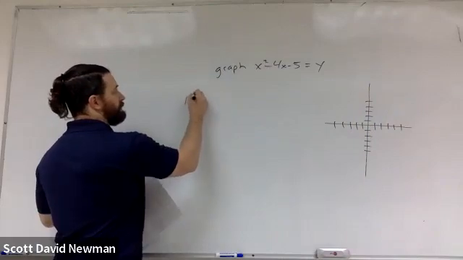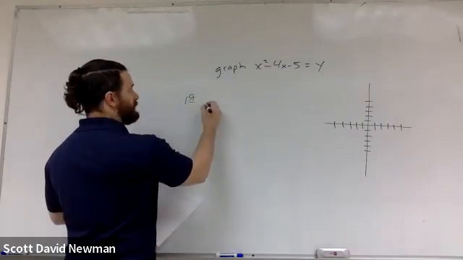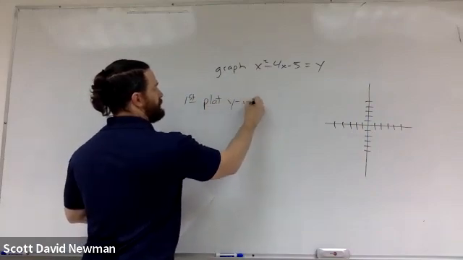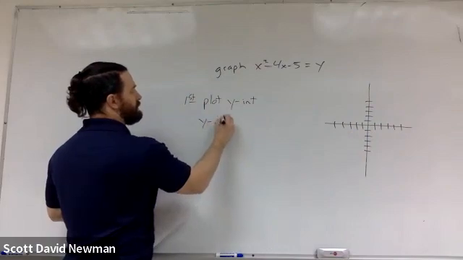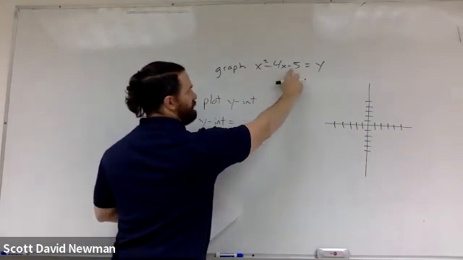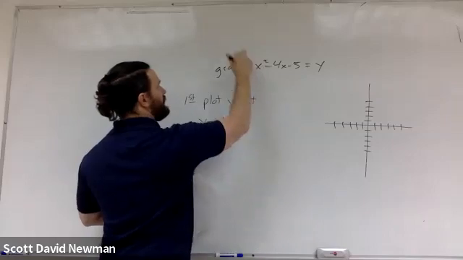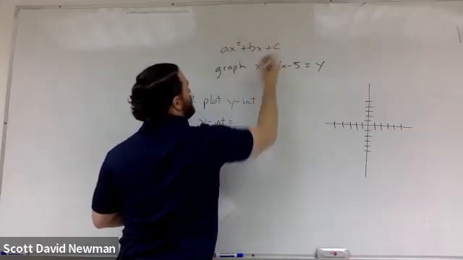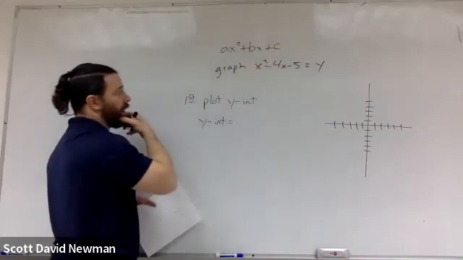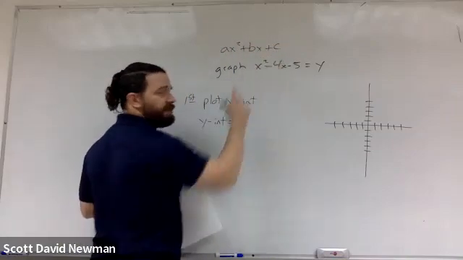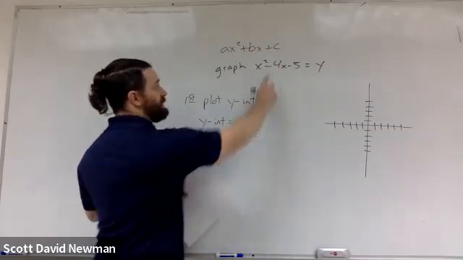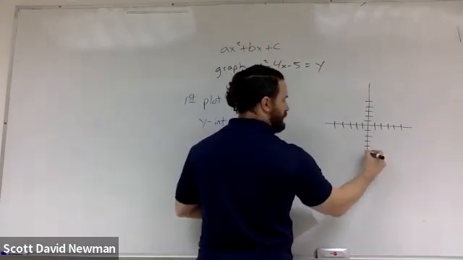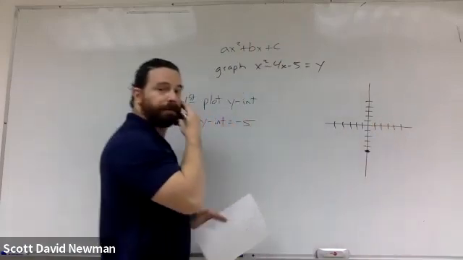So first, let's do the y-intercept. Y-intercept is easy enough because we can see it just by looking at the equation. Plot the y-intercept. My y-intercept equals -5. Remember, let me write down the general form of a quadratic: ax squared plus bx plus c. My value of c is always the y-intercept. So in this case, my y-intercept is -5. So on the graph, I can plot -5 right there.